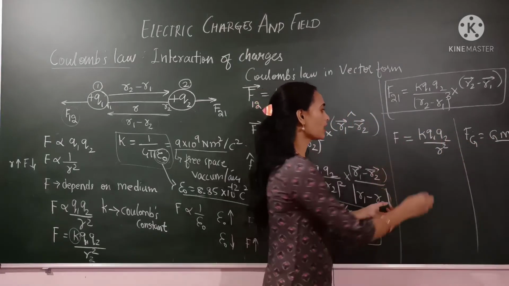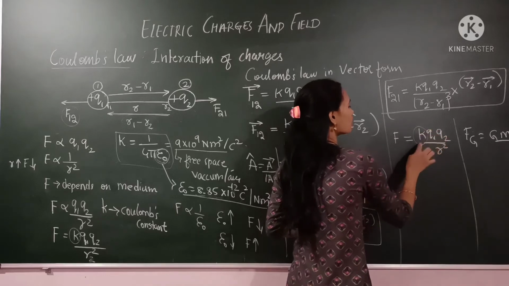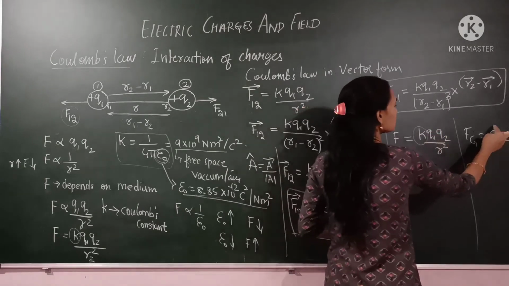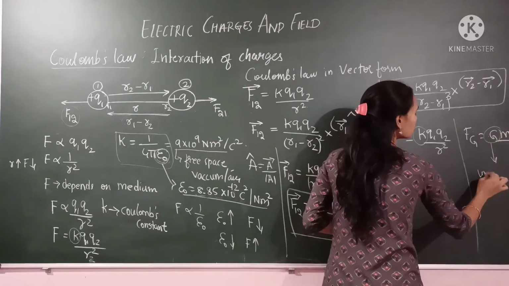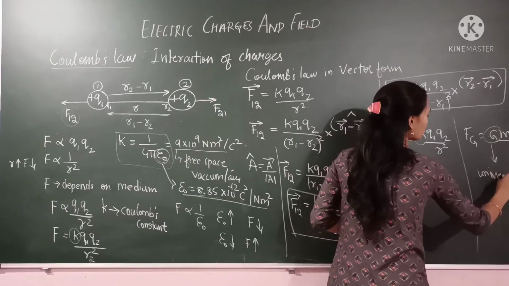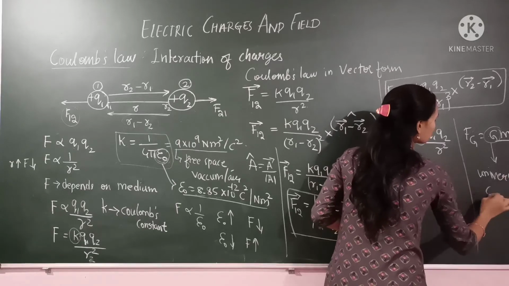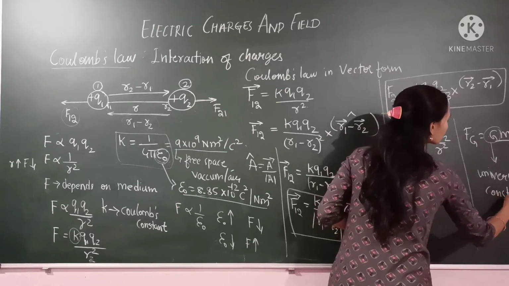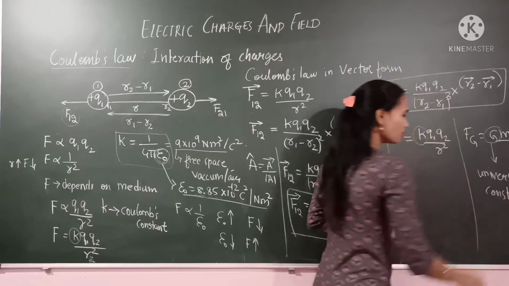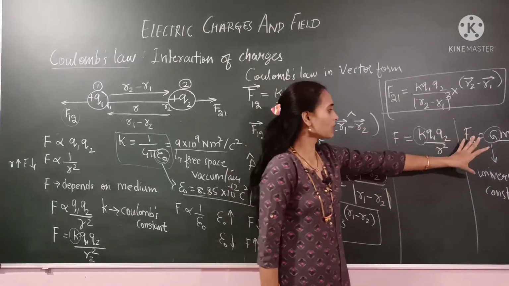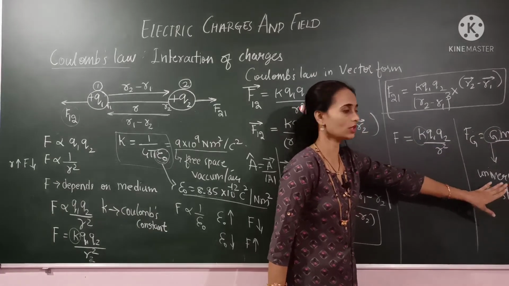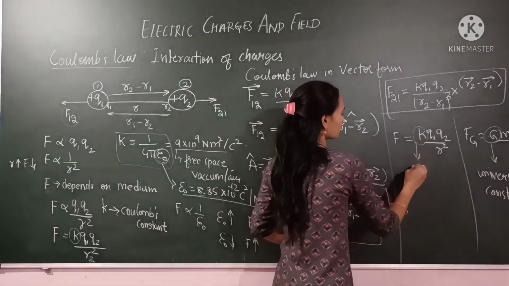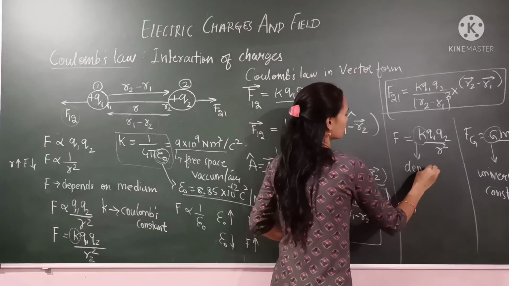Next, this is called Coulomb's constant and this is called the gravitational constant. This gravitational constant we call the universal constant. Universal constant means it will not change with respect to medium. In all media, or at any place in the universe, this G value will be constant. But this K is dependent on the medium.